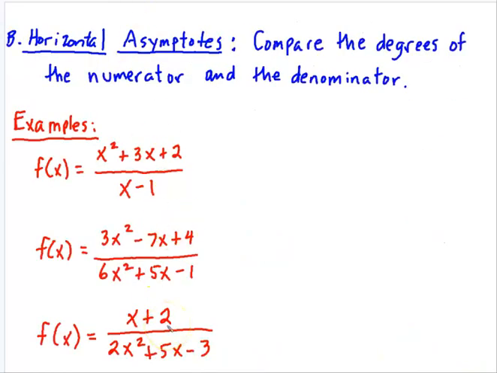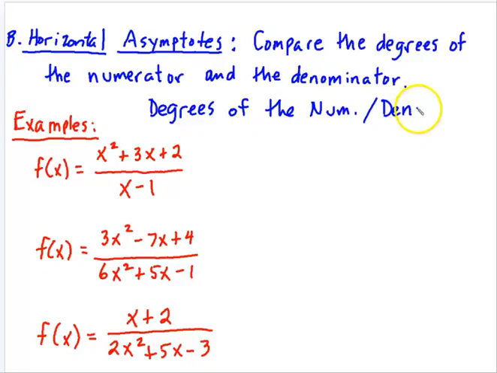Okay, now let's talk about when we have horizontal asymptotes, those horizontal lines that cause a barrier. It causes our graph to not flow unimpeded forever. Well, horizontal asymptotes are quite a bit different. With horizontal asymptotes, it's all about the degrees of the numerator and the denominator.